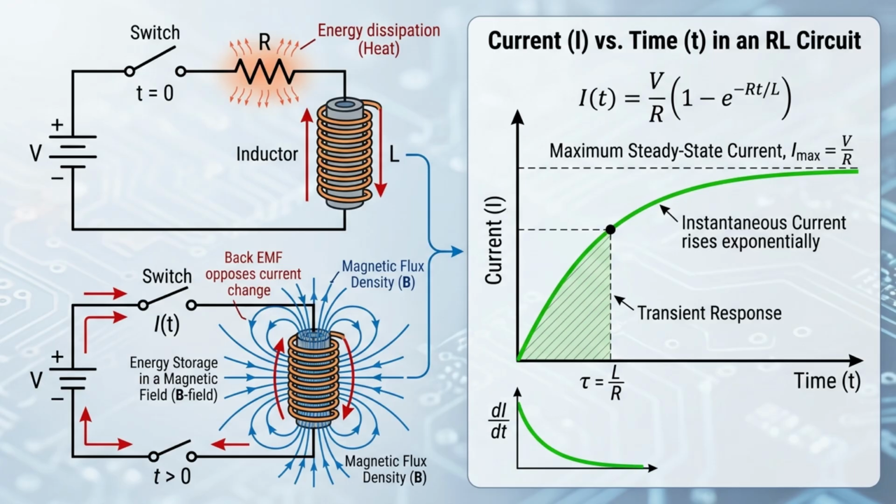An RL circuit is an electrical network composed of a resistor and an inductor connected together in series or parallel. This simple combination produces one of the most important dynamic behaviors in circuit theory, where current does not change instantly but evolves over time due to energy storage in a magnetic field.